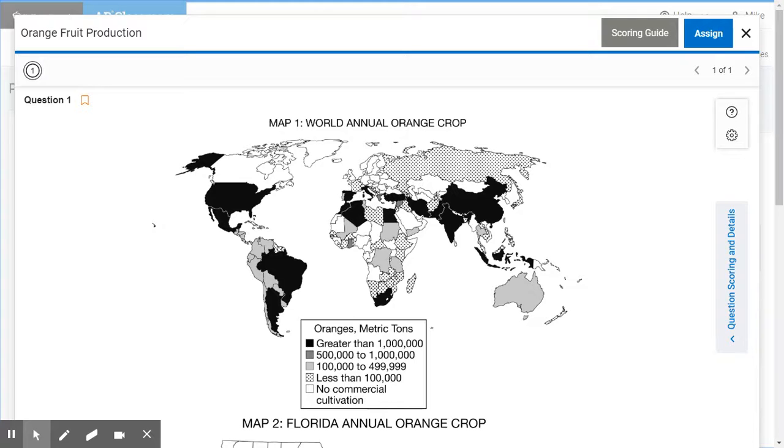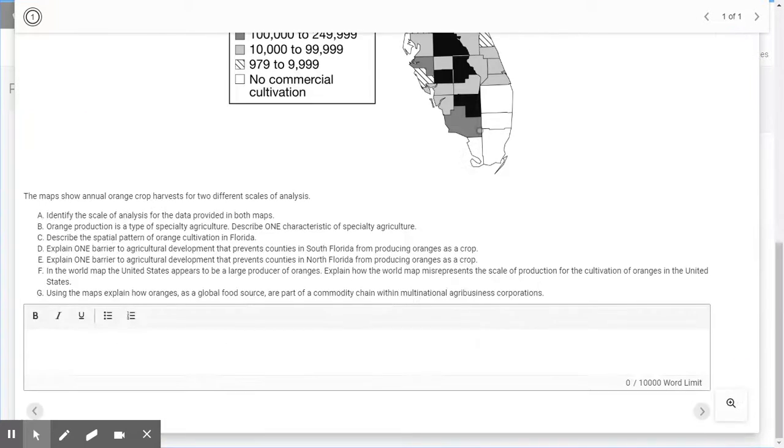Okay, so you got two maps here. So this is an example of an FRQ that's a two stimuli FRQ. Again, you're going to have three options here when the AP gives these out. You're going to have a question that could be 0 stimuli, 1, or 2. So because you're using two maps, you got two stimuli here.